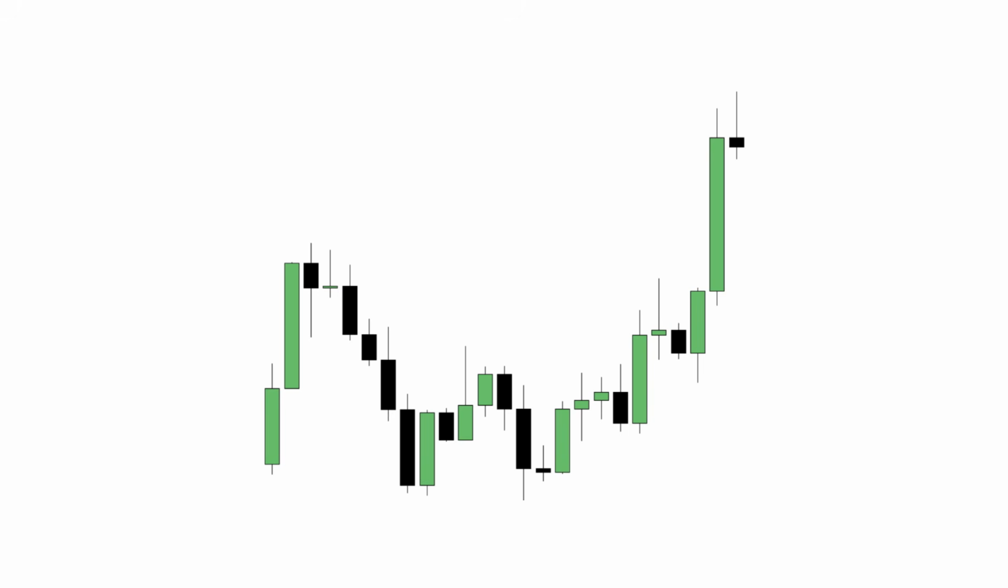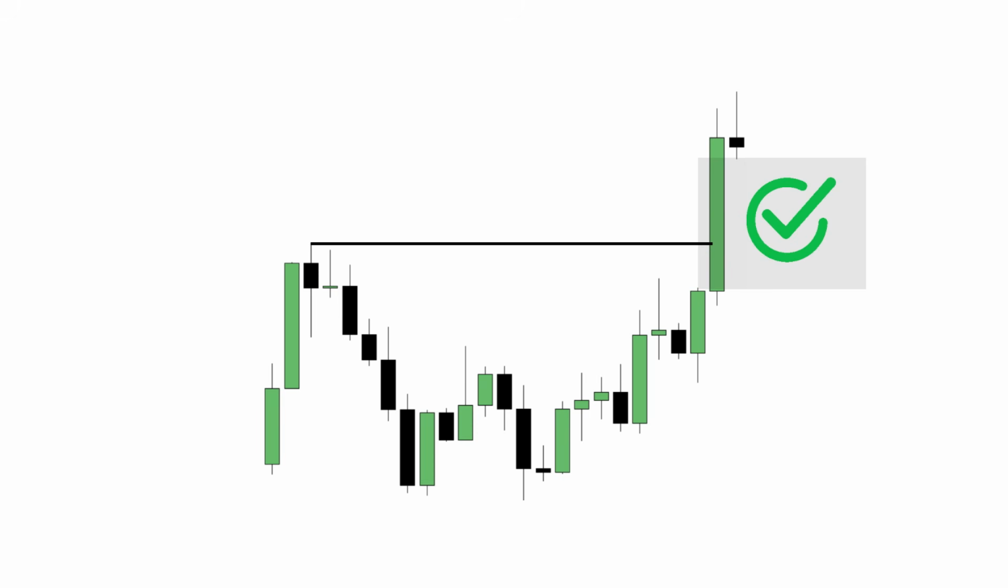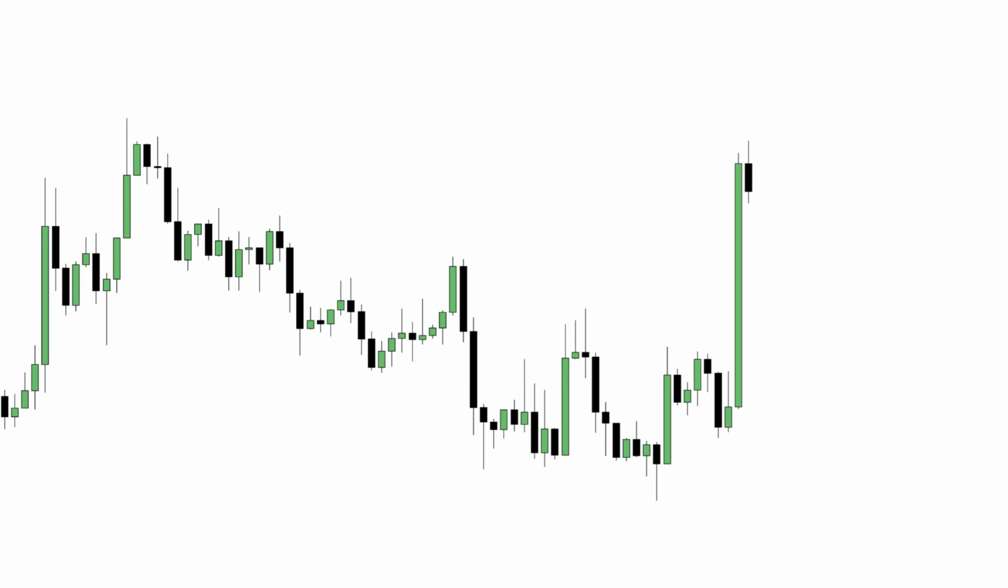Now let's look at a different scenario. Here, price breaks above the previous high and creates a fair value gap in the process. This fair value gap is valid because we now have the crucial break of structure confirming the move. Here's another example. At first glance, this fair value gap looks perfect. It's large, it formed after a break of structure, and it's still unmitigated.